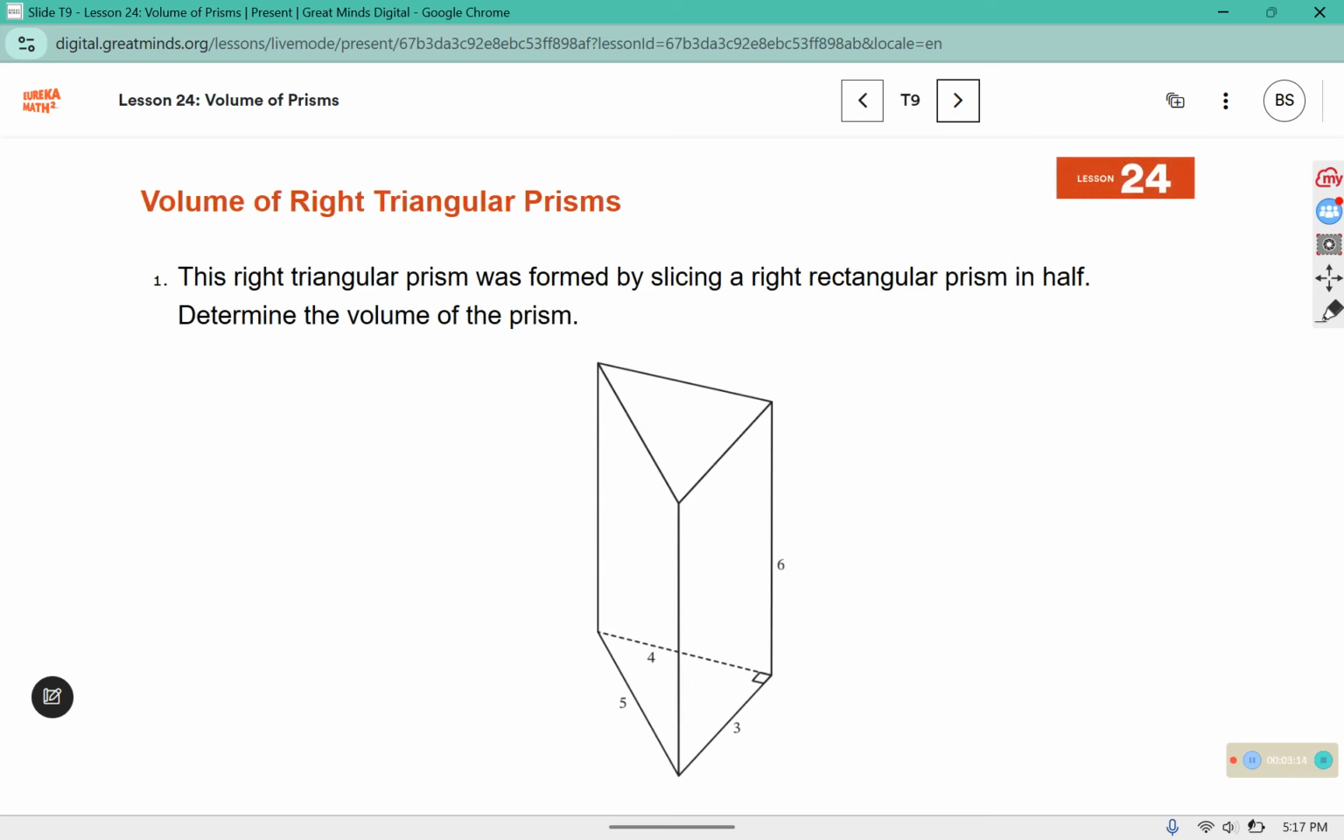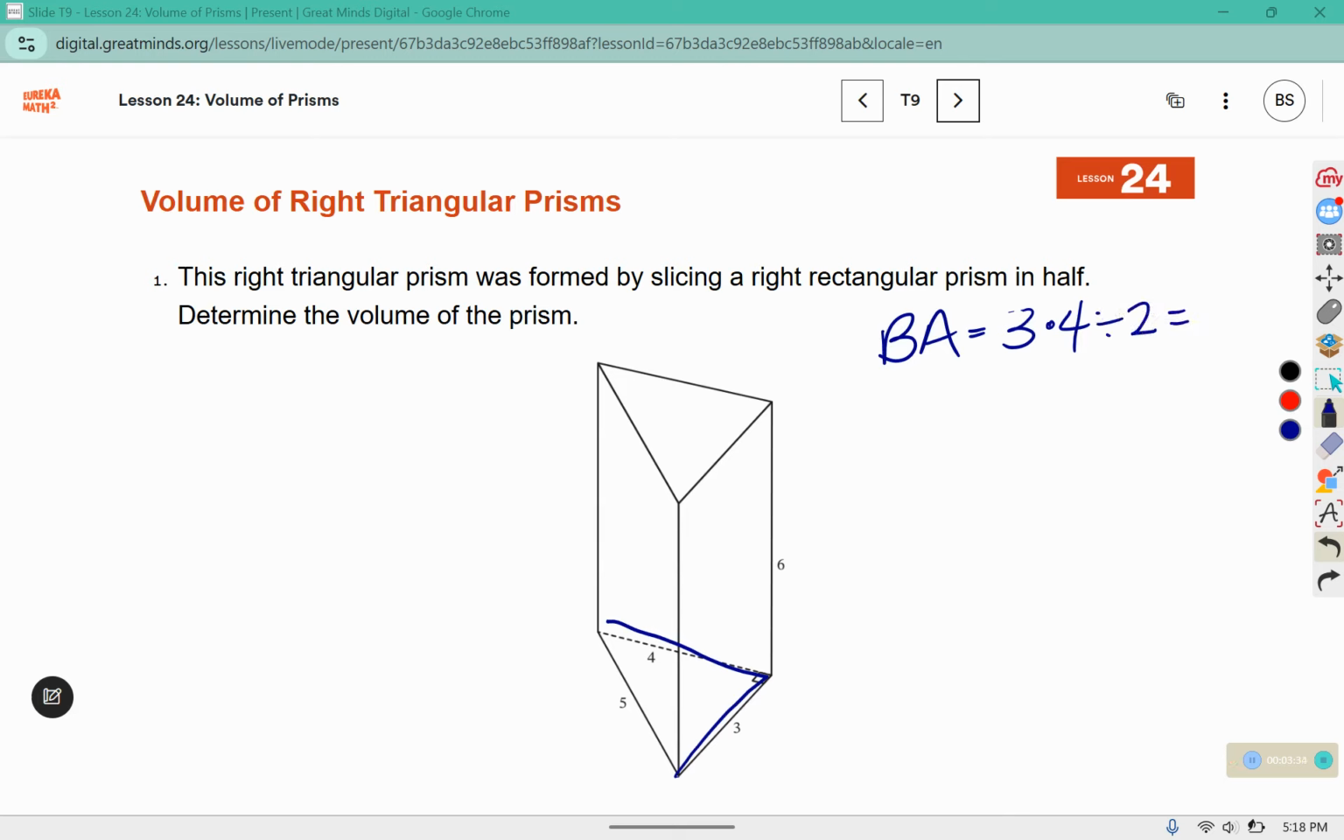This right triangular prism was formed by slicing a right rectangular prism in half. Determine the volume of the prism. So first we're going to start with the base area, which is the shape of a triangle. So we have the triangle, which is a 3 by 4. And since it's a triangle, we divide by 2. 3 times 4 is 12. 12 divided by 2 is 6. And the height of the prism is 6.